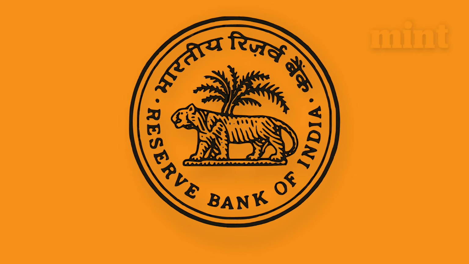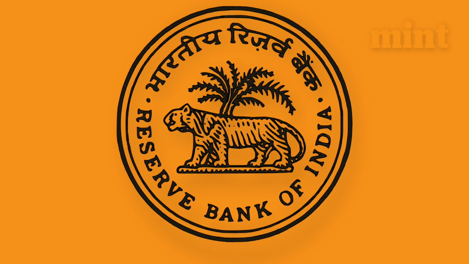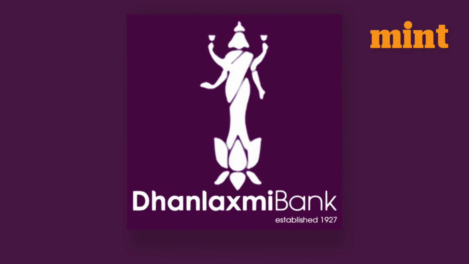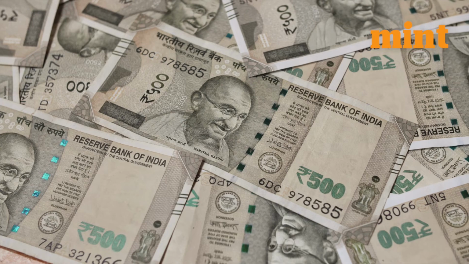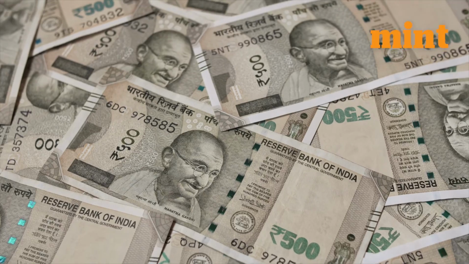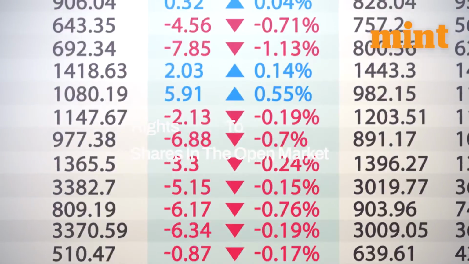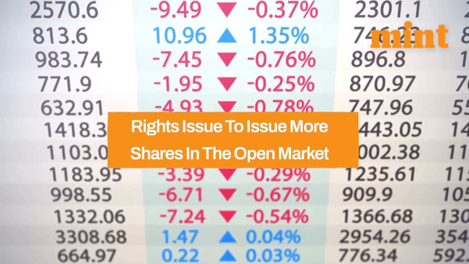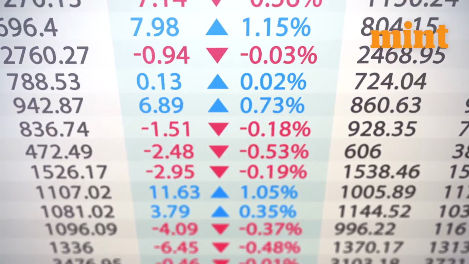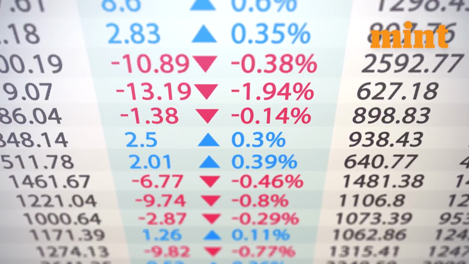In the upcoming months, the RBI is expected to maintain a close check on Dhanlaxmi Bank due to the bank's difficulty meeting capital adequacy standards. Dhanlaxmi Bank has tried to use a rights issue to issue more shares in the open market in order to solve its capital adequacy problems.